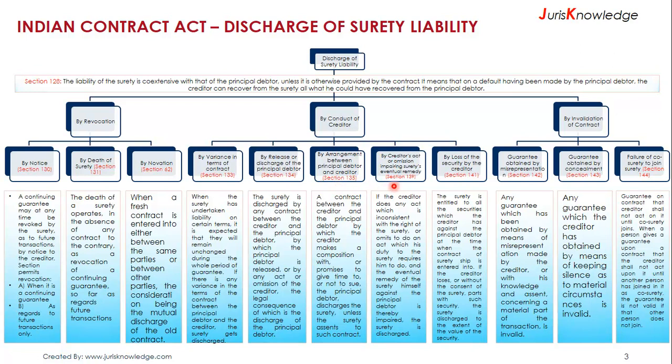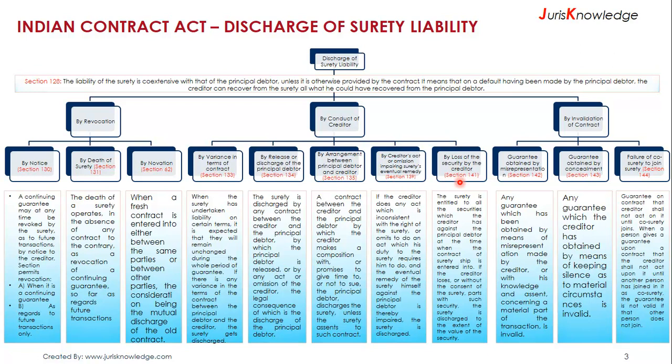By creditor's act or omission impairing surety's eventual remedy: if the creditor does any act which is inconsistent with the right of the surety, or omits to do an act which his duty to the surety requires him to do, and the eventual remedy of the surety himself against the principal debtor is thereby impaired, the surety is discharged in that situation as well.